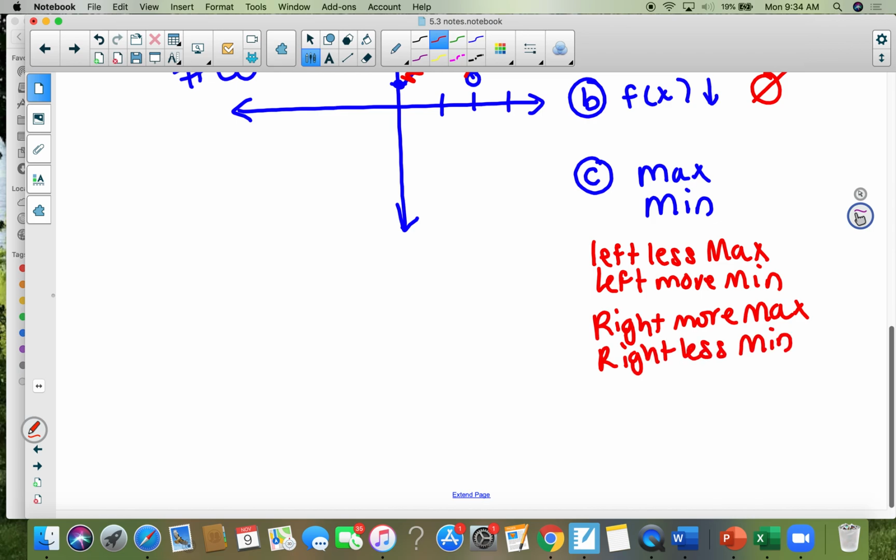So if you look at the left, it is more, so you have a minimum on the left side, and you have a minimum at 0. And you have a maximum because the right is more, so you have a maximum at x equals 3. So don't forget, left is less, there's the max, and then you fill the rest in, but you always have to check the endpoints for min and max, so that's also very important.